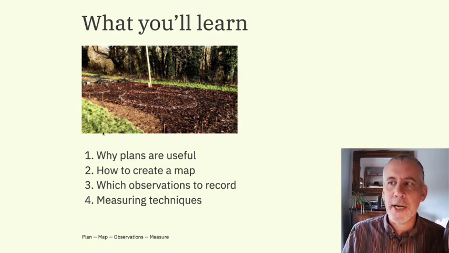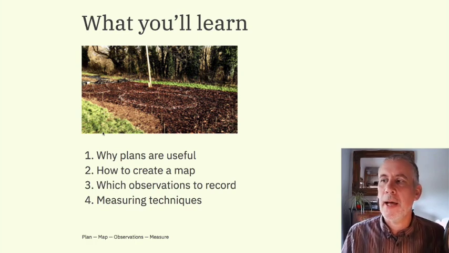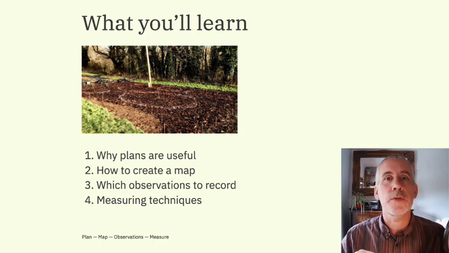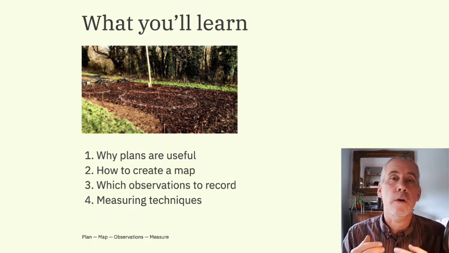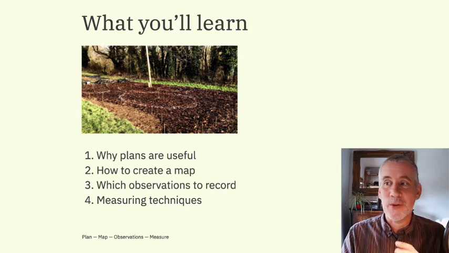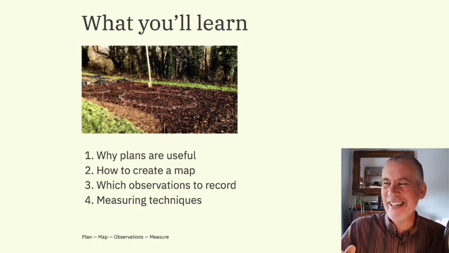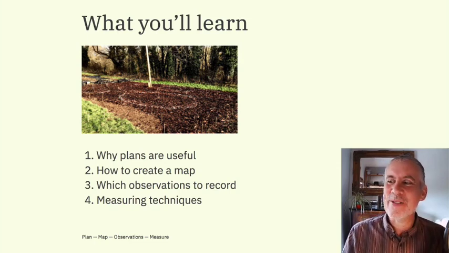Secondly, we'll look at creating a map, and this can be a paper map or a digital map, or a combination of both. Then we'll be looking at which observations to record. When you start the whole process, the initial step is to do a survey of your land, of your situation, and we'll look at all the different observations that you can record. It's quite a long list, but it's thorough. We'll go through all of them.